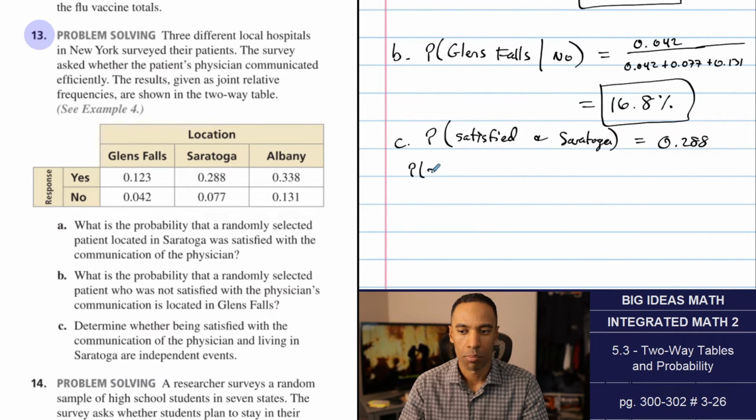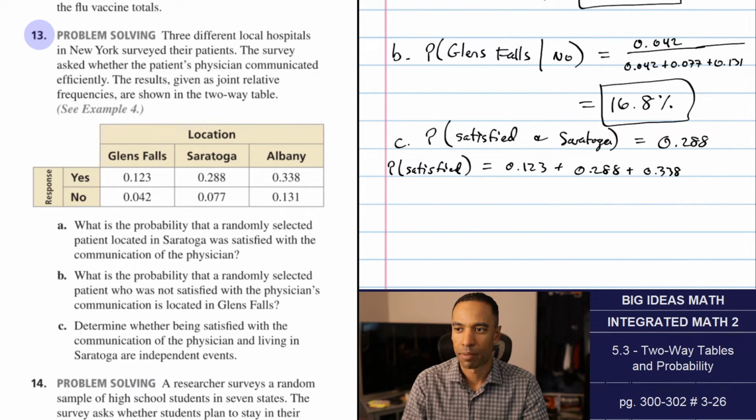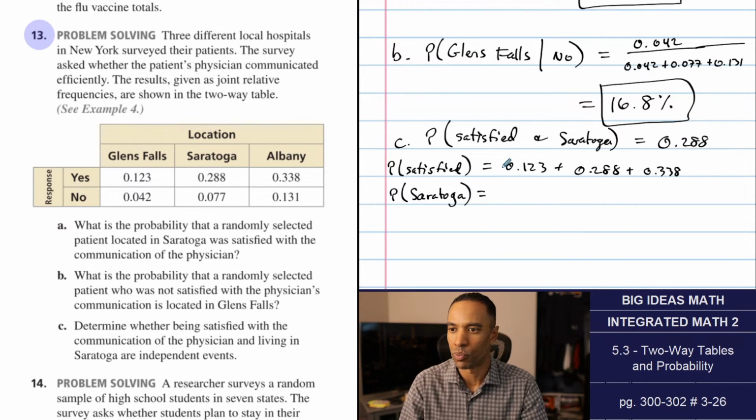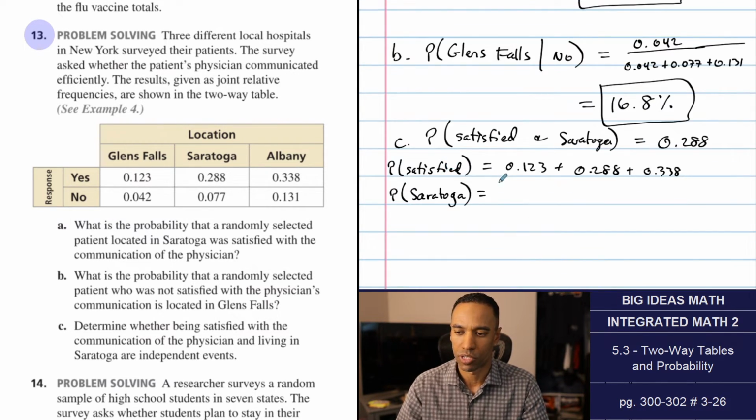So now we want to see the probability of satisfied. Now satisfied is the sum of 0.123, 0.288, and 0.338. So those add up to something. I'll get that in a second. I just want to write these things out so I have them. Probability of living in Saratoga, we actually already have that value. We saw that. Oh, I didn't actually add them though. 0.288 plus 0.077. So see, it did come in handy, and I didn't come up with the number.